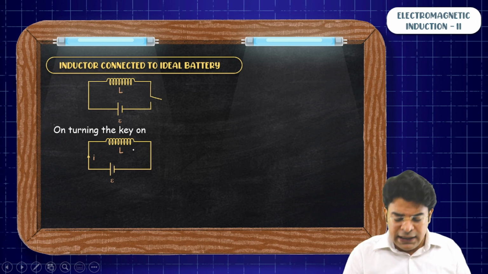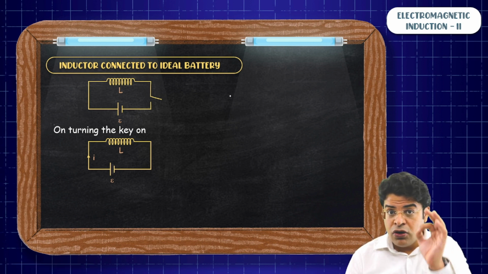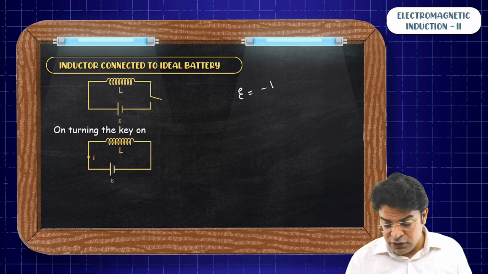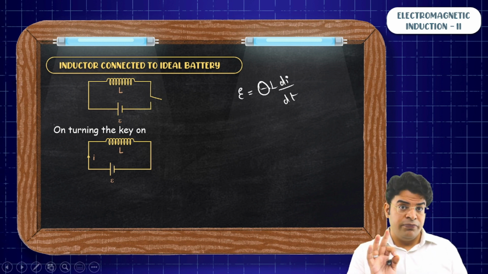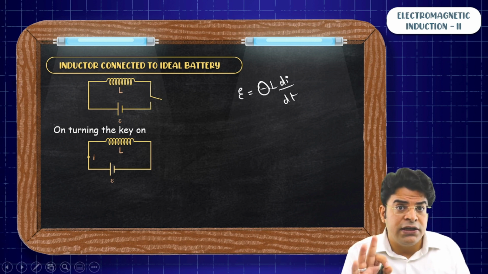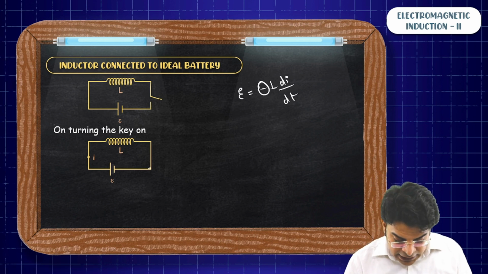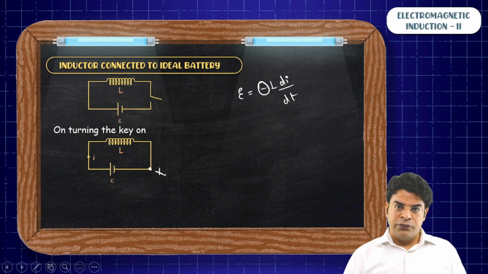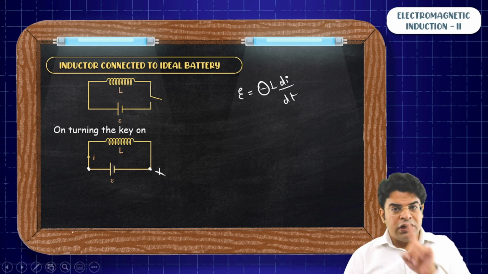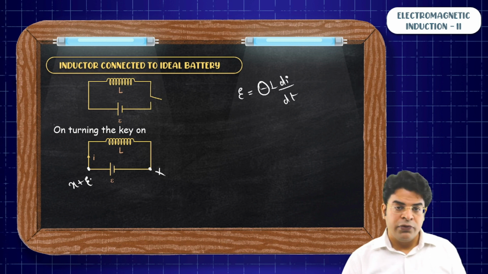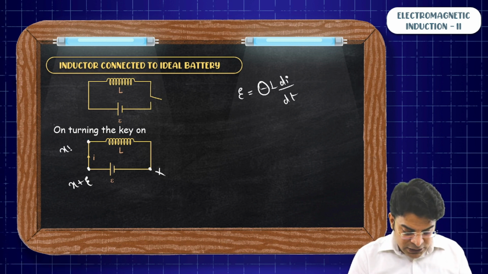Now understand that physicists are not dumb people. When they say that the EMF in the inductor equals minus L di by dt, they place a minus sign there for a reason. Now understand this: how to write the potential drop across an inductor. Let's say I take the potential of this point as x. So the potential of this point, you are jumping across an ideal battery, right? So the potential of this point will be x plus E.